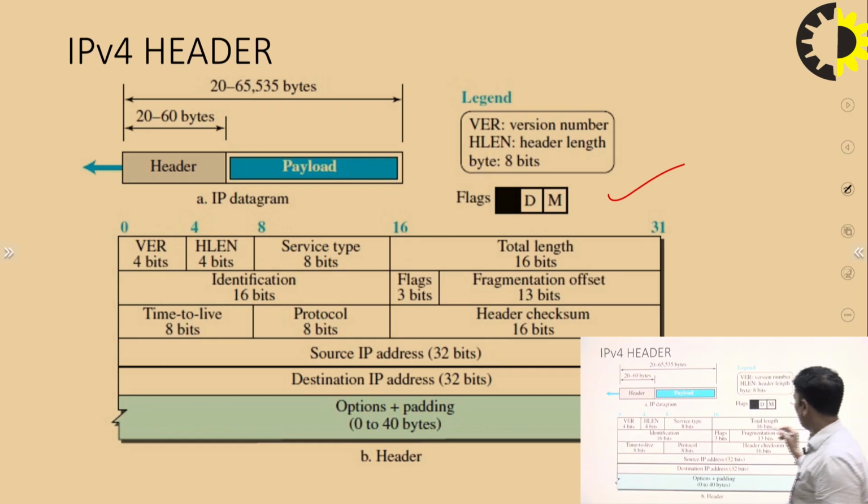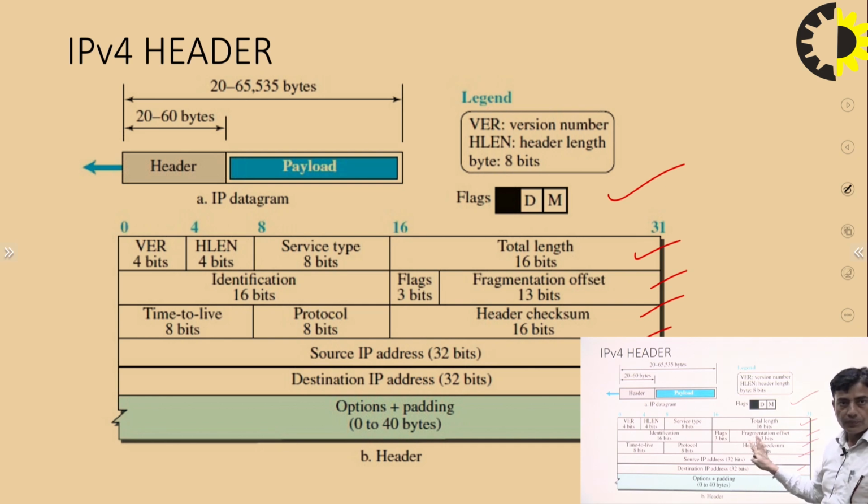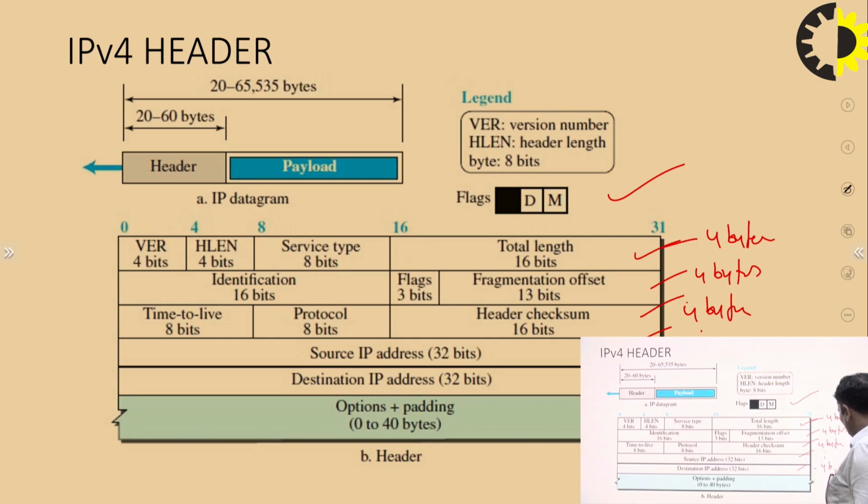How many rows are there? 1, 2, 3, 4, 5. 5 rows are there. Each is of how many bits? 32 bits, which means 4 bytes. So this is 4 bytes, this is also 4 bytes, this is also 4 bytes, and similarly 4 bytes. So this will be 20 bytes.